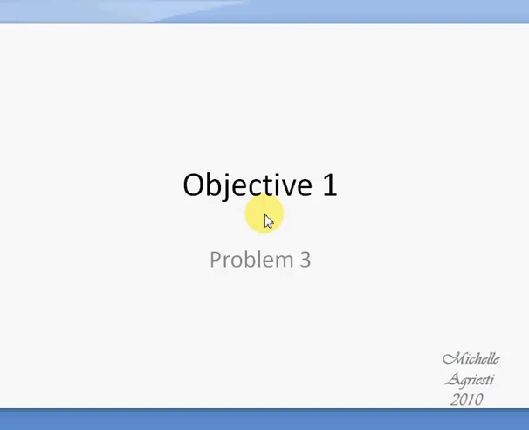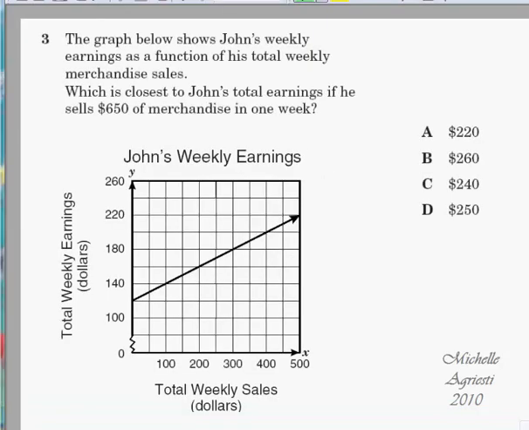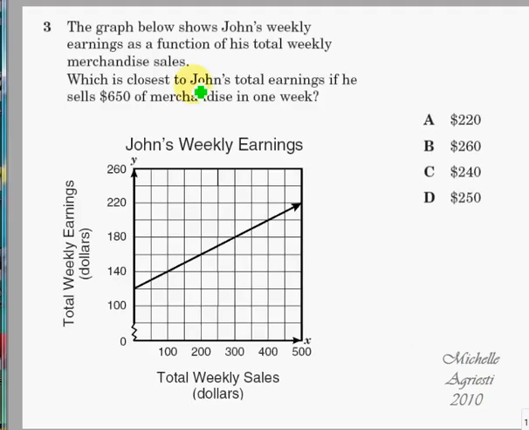This is the third problem from Objective 1. The graph below shows John's weekly earnings as a function of his total weekly merchandise sales. Which is the closest to John's total earnings if he sells $650 of merchandise in 1 week?